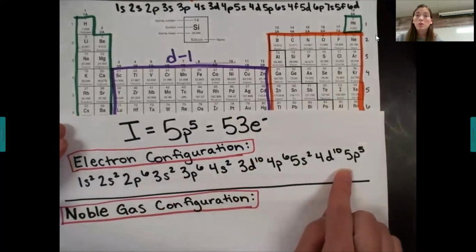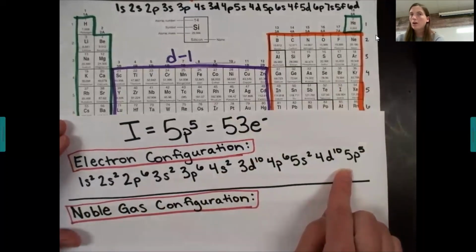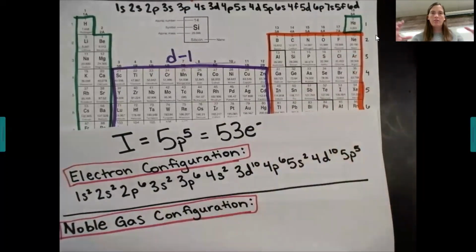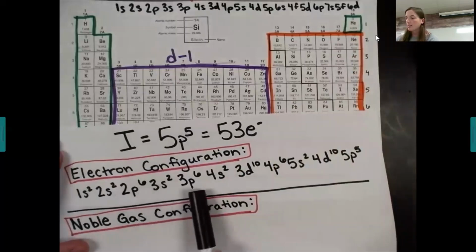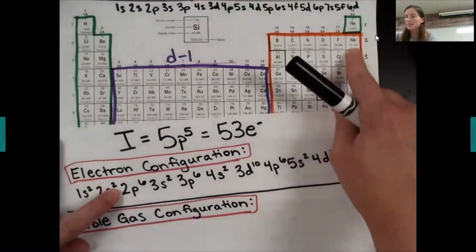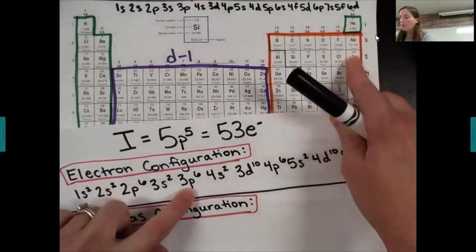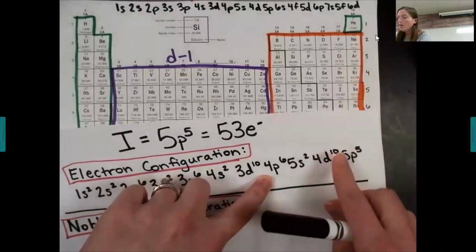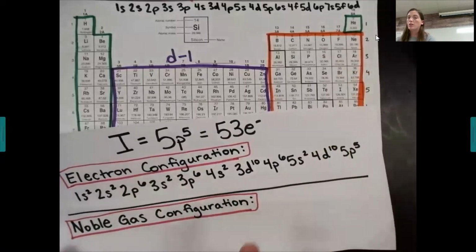What you're going to do for this shortcut method, also called noble gas configuration, is use the noble gases to help compact what we've been doing. Noble gases always finish at a P6. So 2P6 is neon, 3P6 is argon, 4P6 is krypton, and that's the last one here.